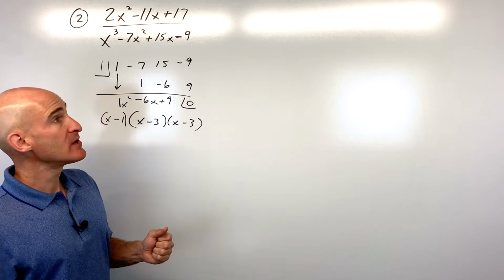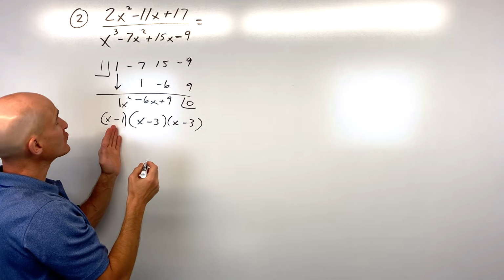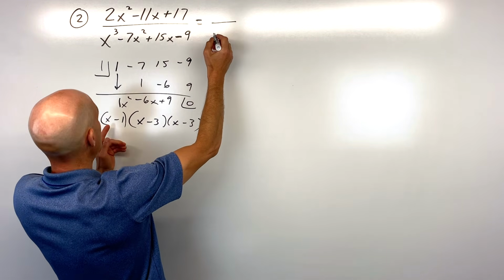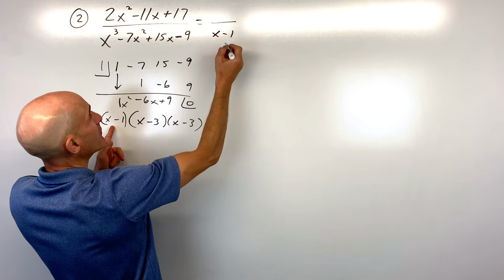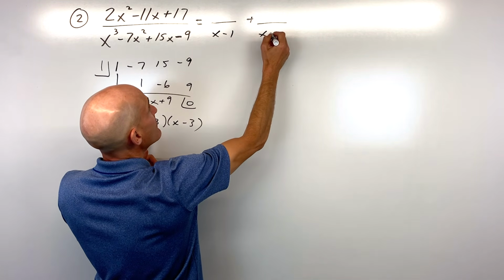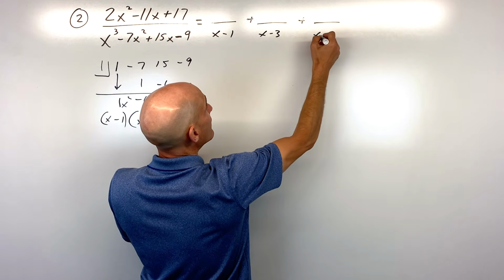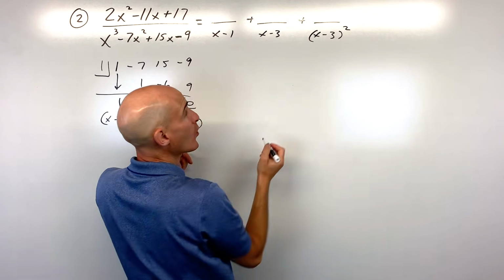So how do we handle a repeated linear factor? Well, what we're going to do is go over here to our partial fraction decomposition. We've got x minus 1 is one of our denominators. We've got x minus 3 as one of our denominators, and we have x minus 3 squared.